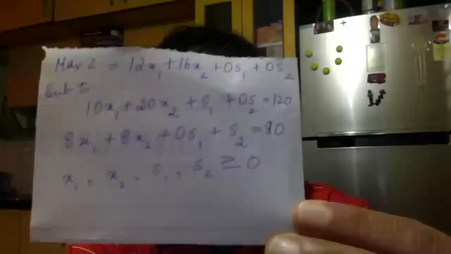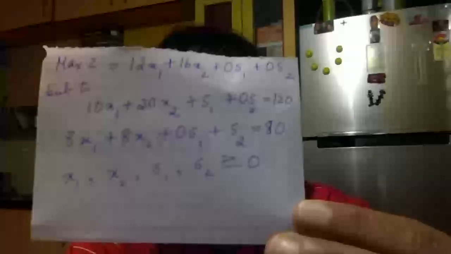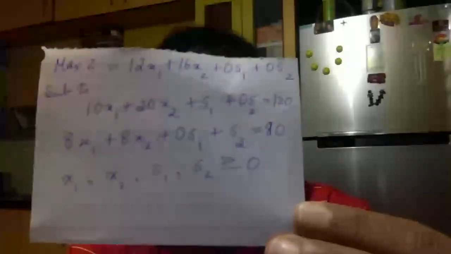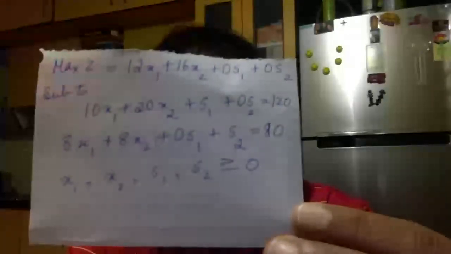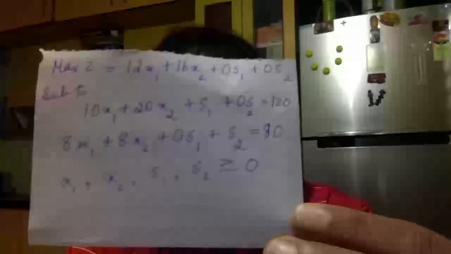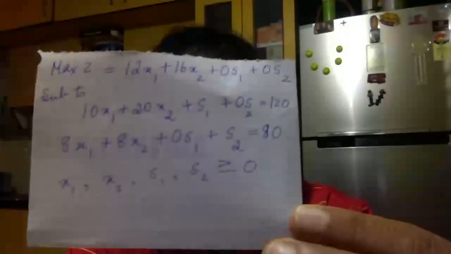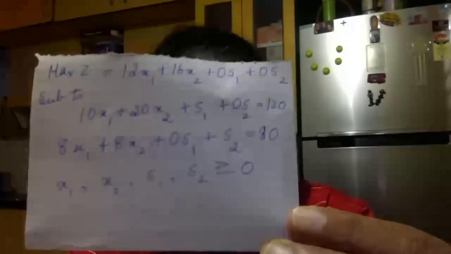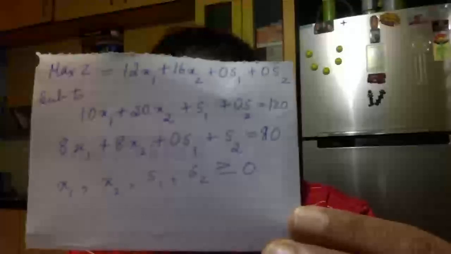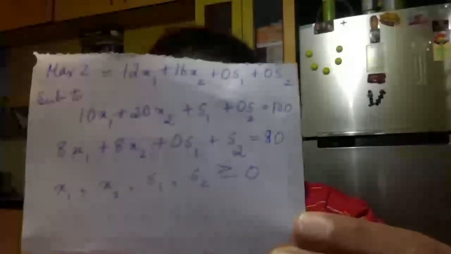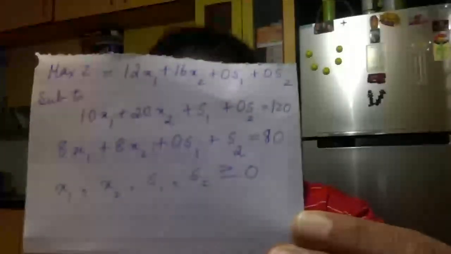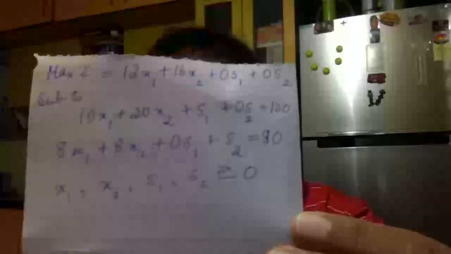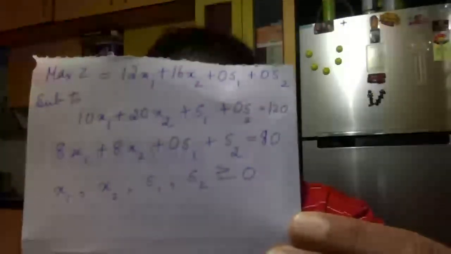Subject to 10x1 plus 20x2, which was the equation, plus S1, I have given a coefficient of 1, S2, I have given a coefficient of 0. The inequality, I have made it an equality, 120. Similarly, 8x1 plus 8x2 plus, here S1 I have given 0, S2 I have given 1 as the coefficient. Alright, shall we go ahead?